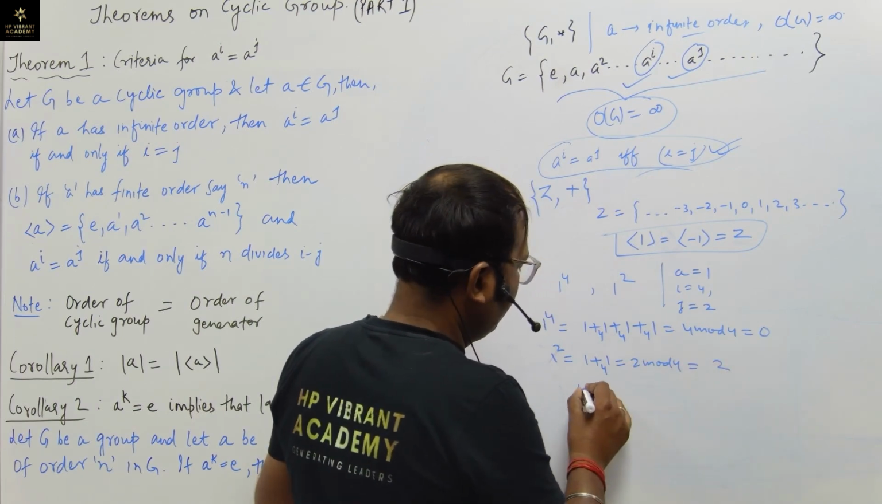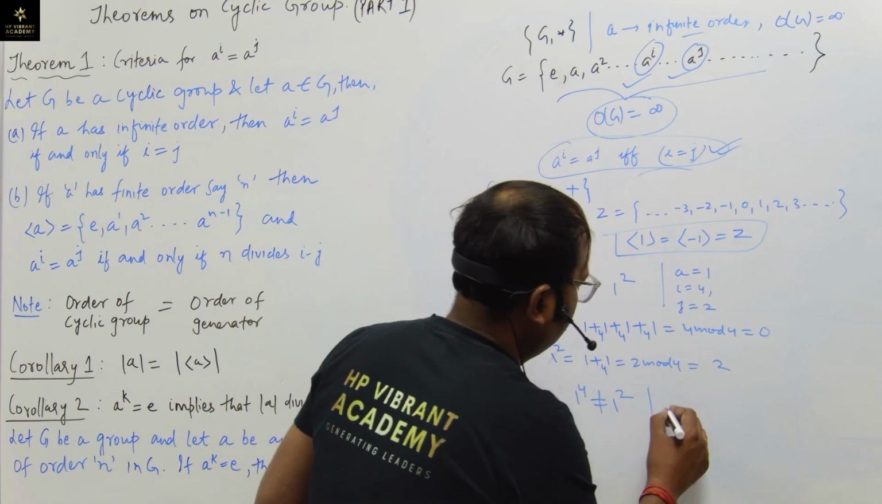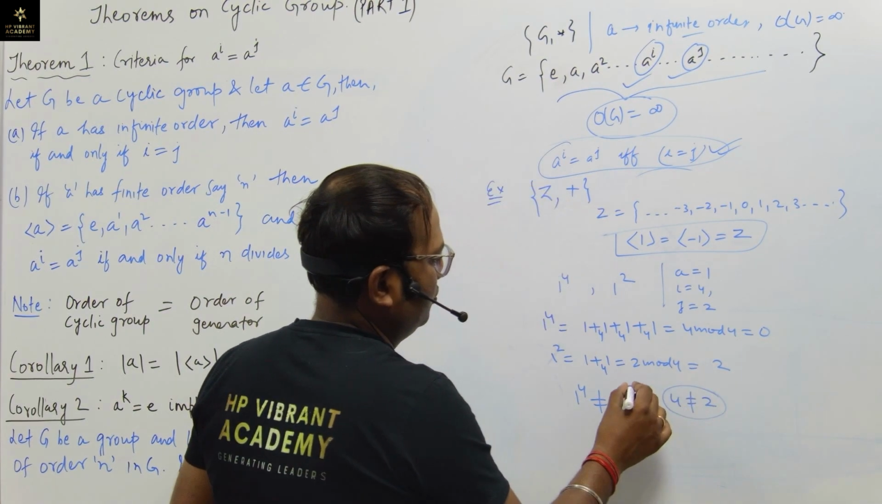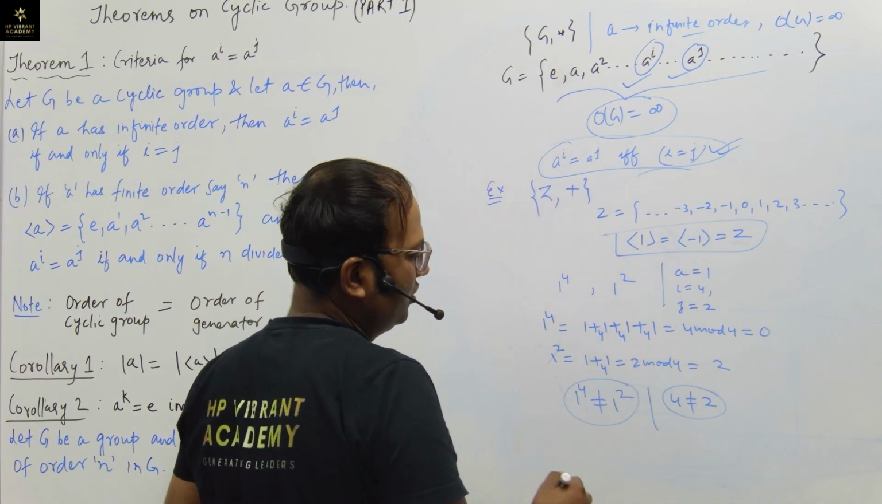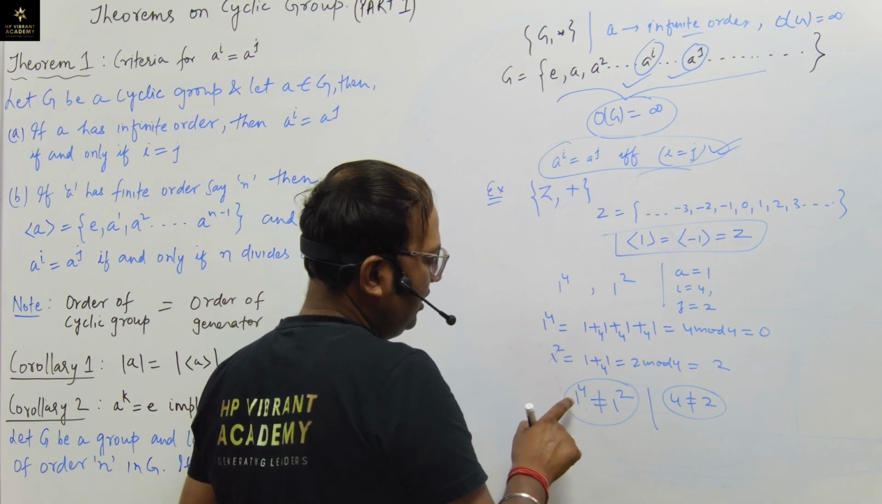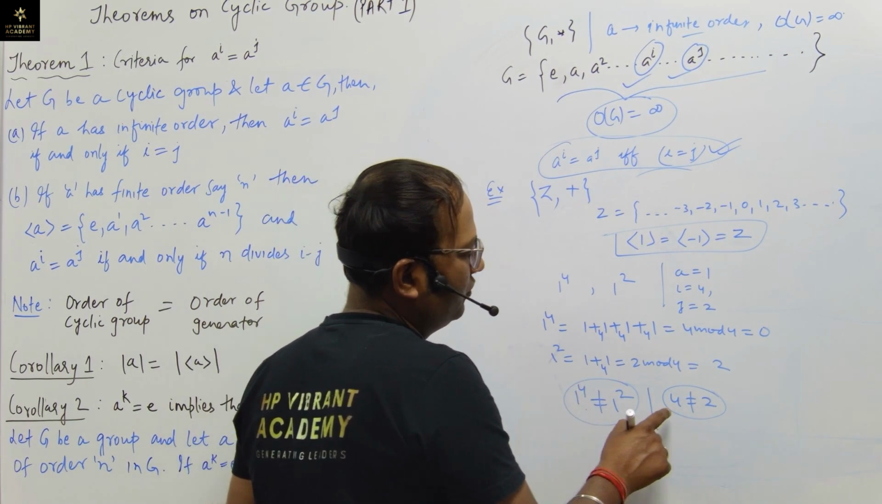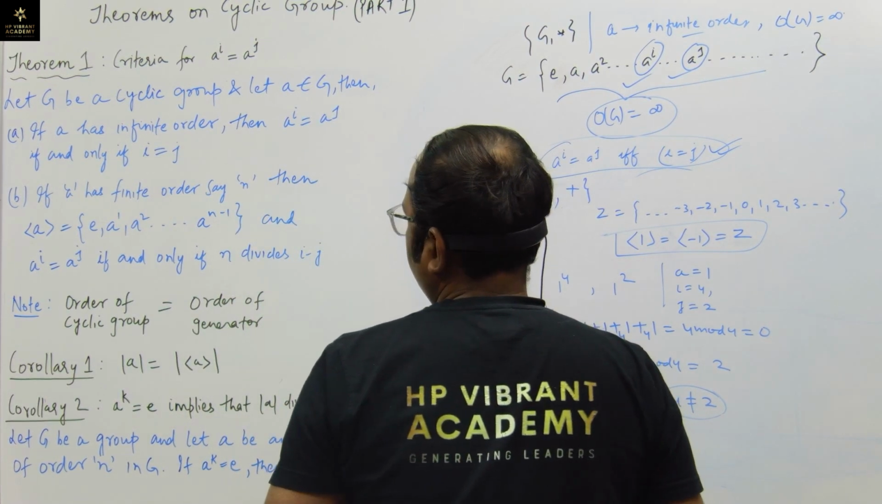So 1 to the power 4 is not equal to 1 to the power square because 4 is not equal to 2. Okay, so this expression is valid only if i is equal to j. So here we have taken 1 to the power 4 and 1 to the power square. Both are not equal because 4 is not equal to 2. Okay, now let us discuss the case 2.